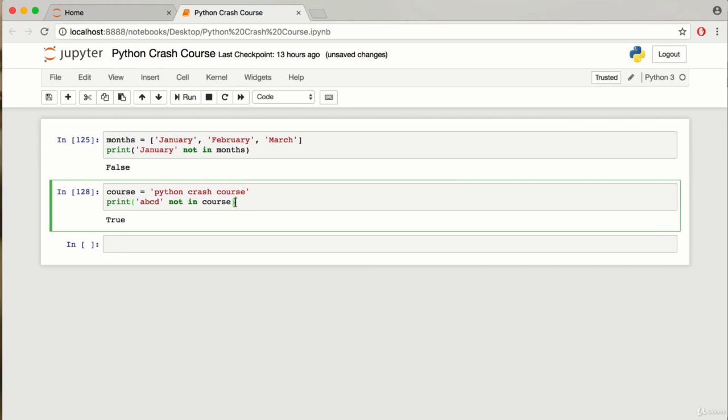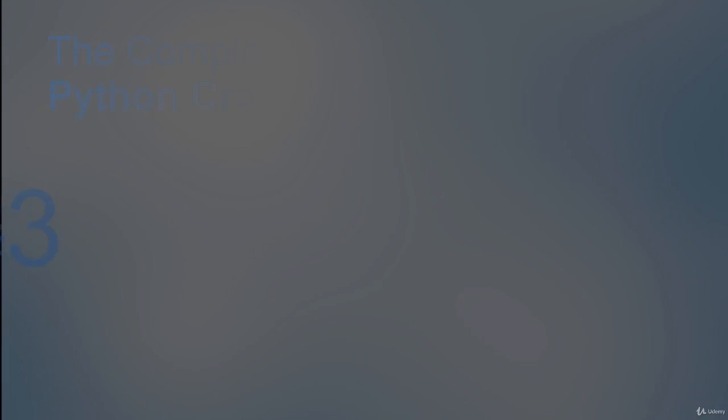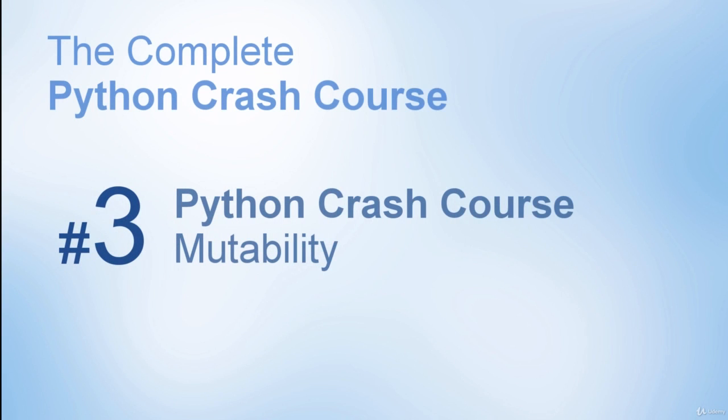That is all for membership operators. In the next video, we'll discuss mutability. As you've been progressing through this crash course, you might have heard me say the terms mutable or immutable. Let's play the word game. Mutable. The Google definition is something that's liable to change, something that's changeable. Well, in this context, mutability refers to whether or not we can change something once it's been created.